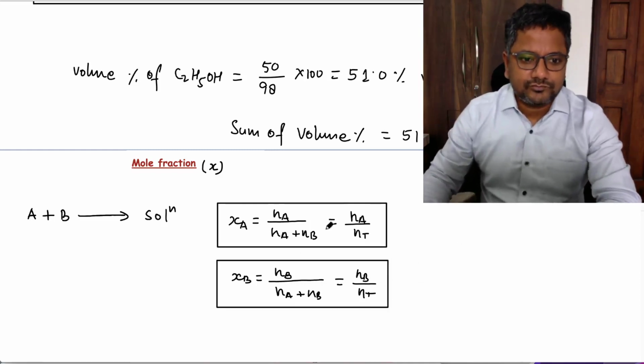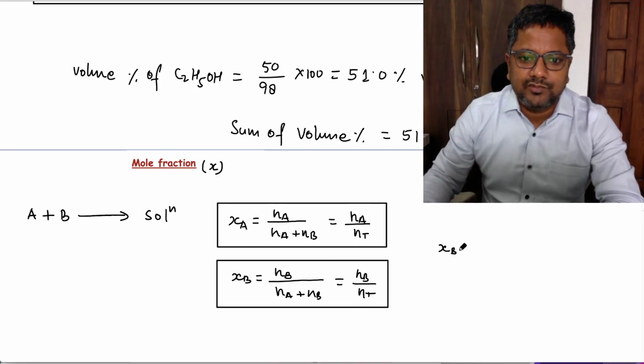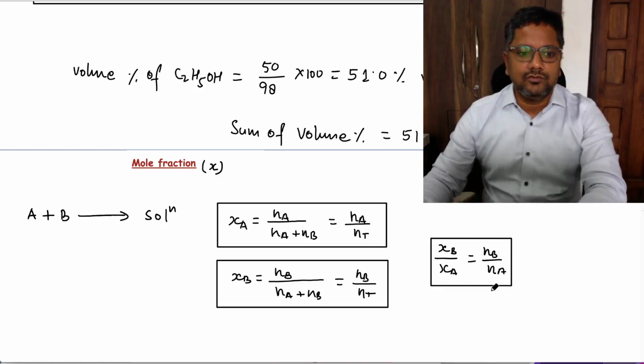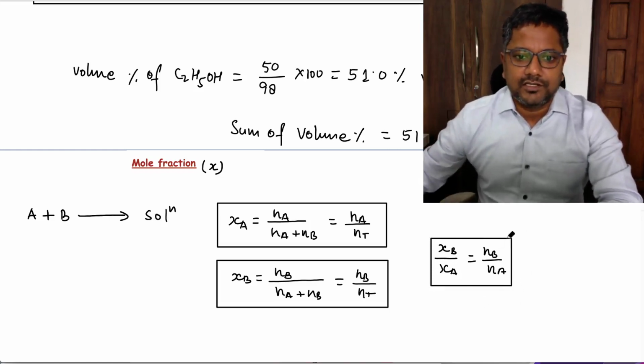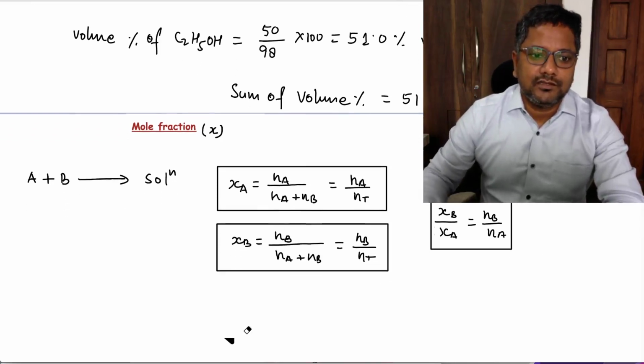Similarly, now you can write the ratio of mole fraction of B and A. So XB by XA is equal to nB by nA. Means the ratio of mole fraction in any binary mixture is always equal to the ratio of respective moles, right?